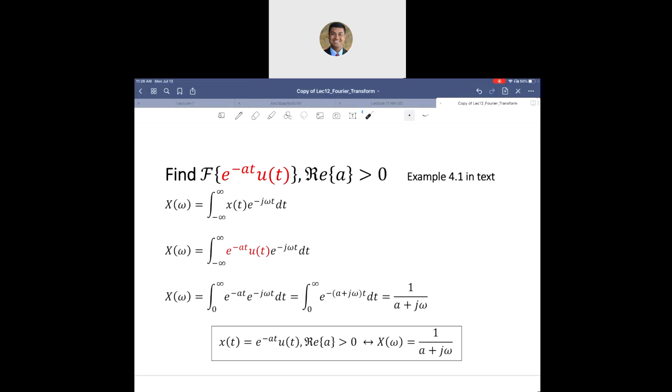So we are given x of t, right? That's our x of t, the time domain signal. And it looks something like this, right? e to the minus t u of t, otherwise it is 0.